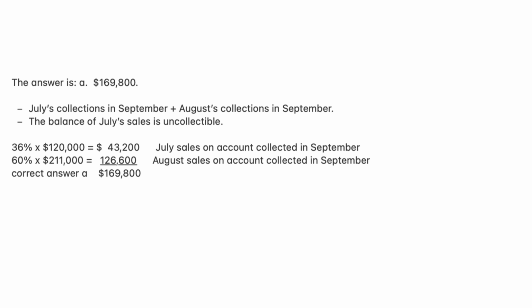$169,800. July's collections in September plus August's collections in September. The balance of July's sales is uncollectible. 36% x $120,000 equals $43,200 July sales on account collected in September. 60% x $211,000 equals $126,600 August sales on account collected in September. Correct answer A.